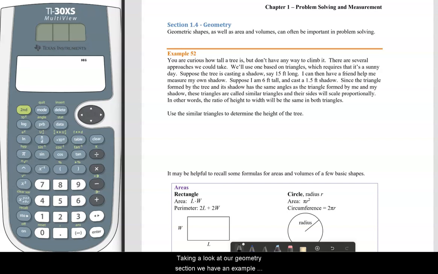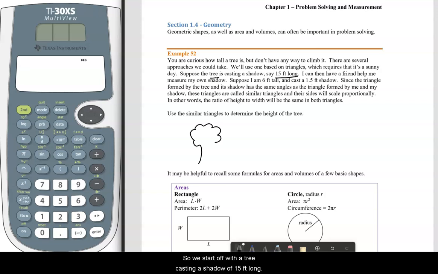Taking a look at our geometry section, we have an example that starts off talking about how geometry is useful in problem solving. We are given a problem that deals with a tree, and we want to know the measure of the tree, but we do not have a way to directly measure it. So we're going to use something called indirect measurement, where we compare the height and the shadow of a tree to the height and the shadow of an object very close in location to the tree. And we'll talk about at the end of this problem why that works.